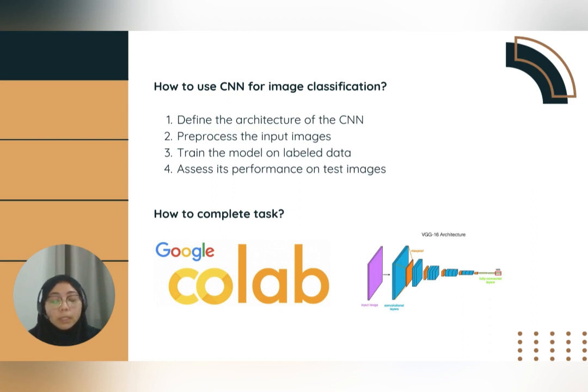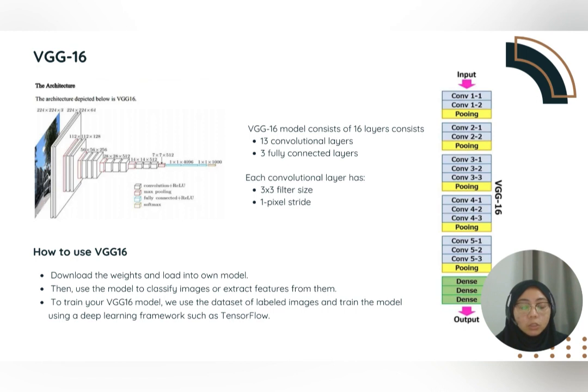So how to complete the task? For task number 1, we use Google Colab for model 1 and model 2. However, in model 2, we use a pre-trained model, which is the VGG16 architecture. What is VGG16? VGG16 is a model consisting of 16 layers: 13 convolutional layers and 3 fully connected layers. Basically, each convolutional layer has a 3 times 3 filter size with 1 pixel stride.